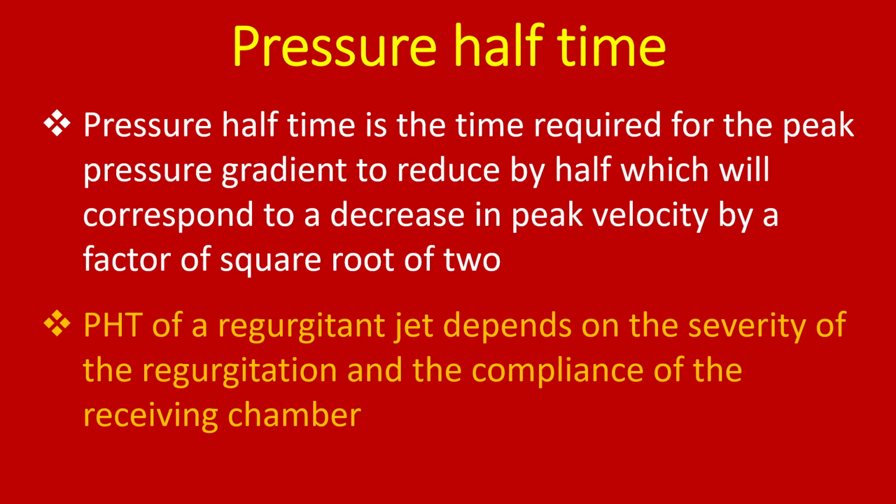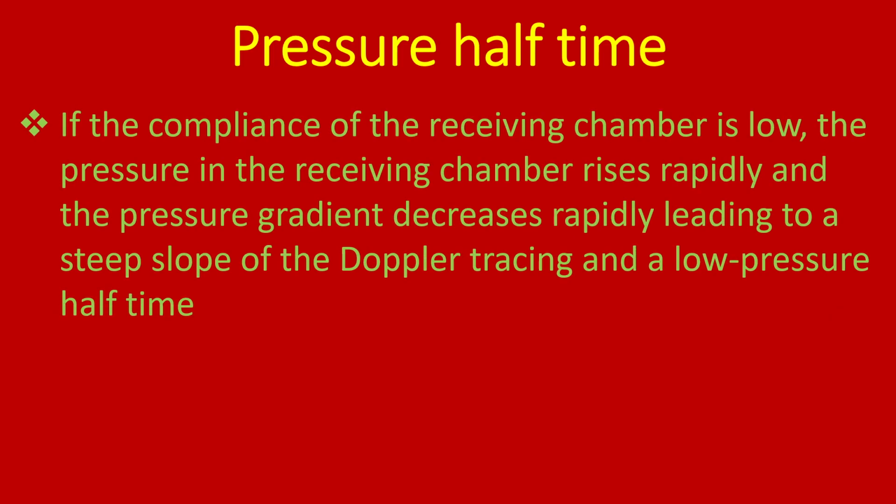PHT of a regurgitant jet depends on the severity of regurgitation and the compliance of the receiving chamber. If the compliance of the receiving chamber is low, the pressure in the receiving chamber rises rapidly and the pressure gradient decreases rapidly, leading to a steep slope of the Doppler tracing and a low pressure half time. This is the usual situation in an acute aortic regurgitation when the receiving chamber does not get much time to dilate and accommodate the regurgitant flow.